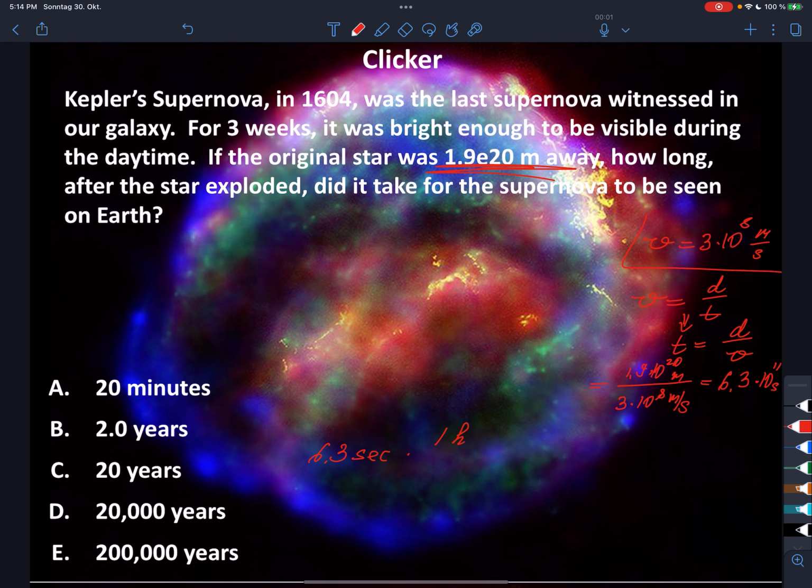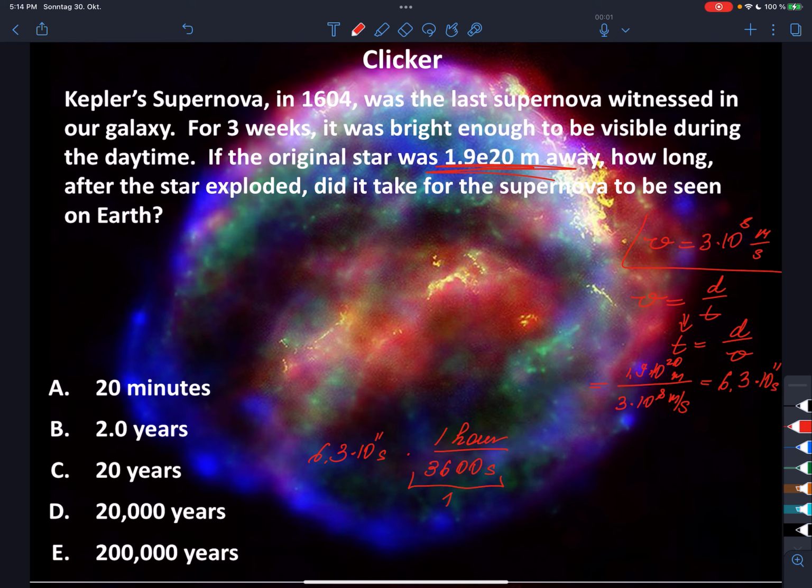So it's 1 hour divided by, so how many seconds are in 1 hour? Well, 3600 seconds. So I did nothing, it's just one. But I'm trying to massage this number of seconds. Oh, by the way, I lost 10 to the positive 11 seconds. So I'm trying to massage it into days and then years.